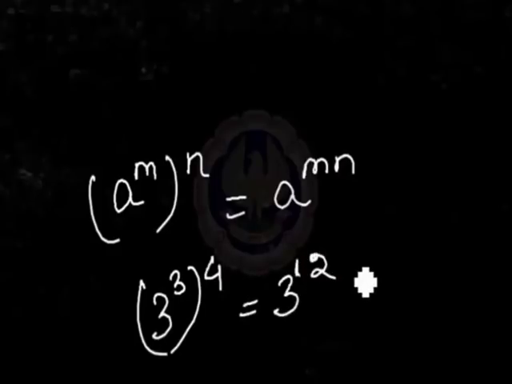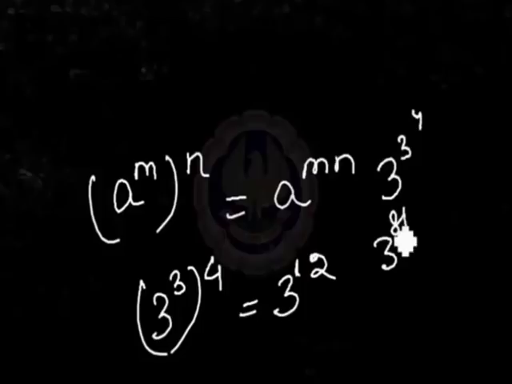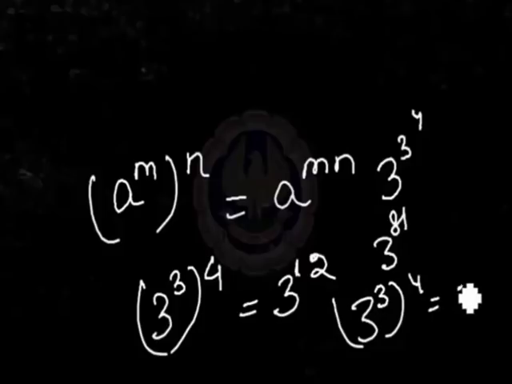Remember this, it sometimes becomes very confusing. Don't get confused by something like 3 to the power 3 to the power 4. This is different. This is 3 to the power 81. But here we are talking about something like 3 to the power 3 whole to the power 4. So this would be 3 to the power 12.